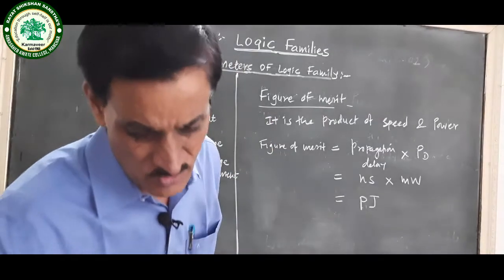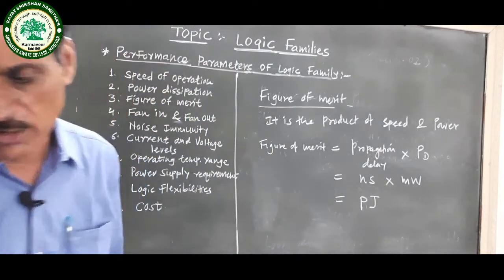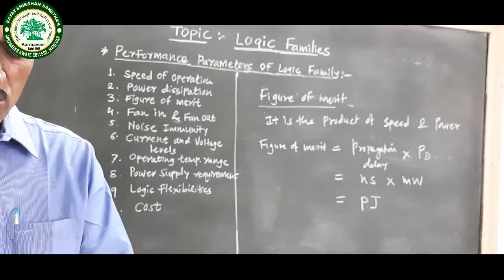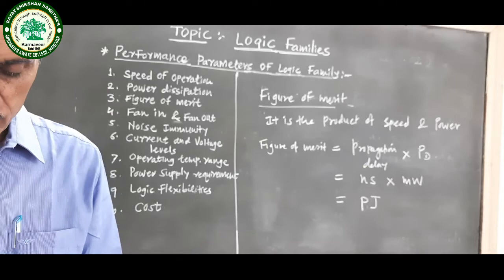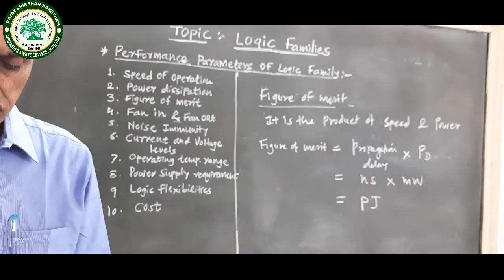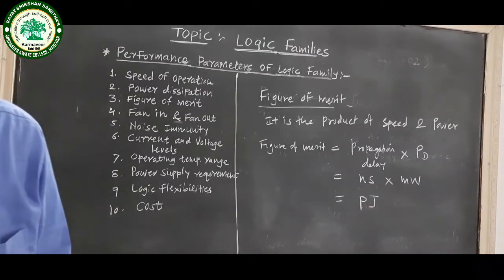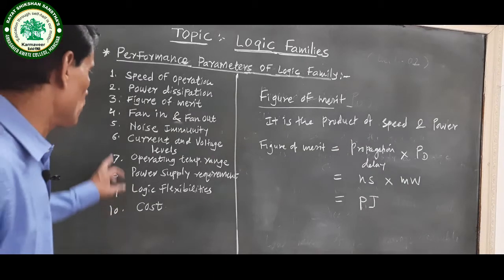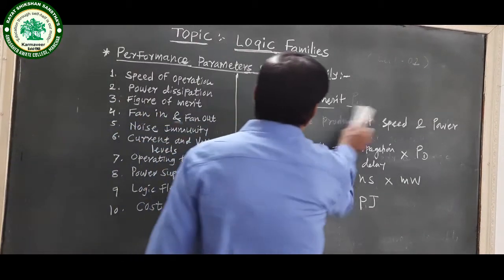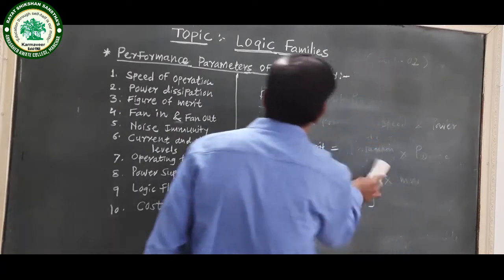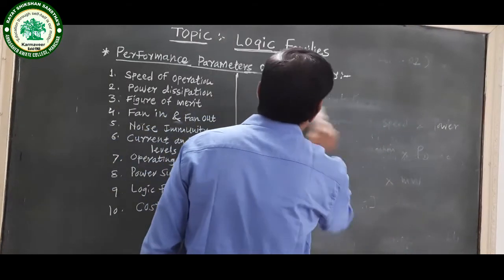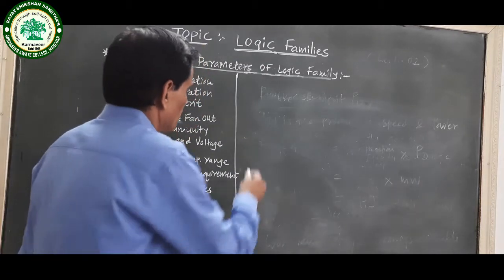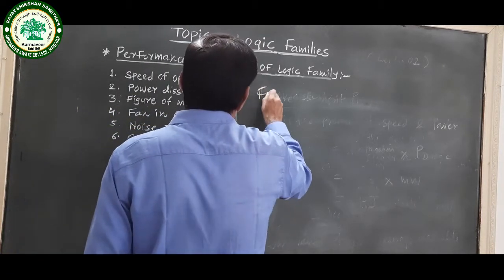Anyway, I think you have understood the meaning of figure of merit, also known as speed power product. Then we will proceed further. Now I will take into account the next parameter, fan in.